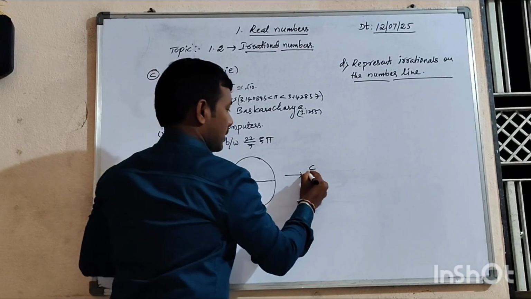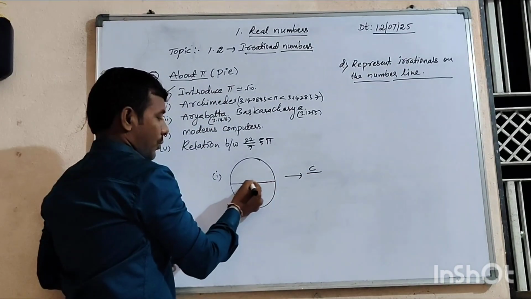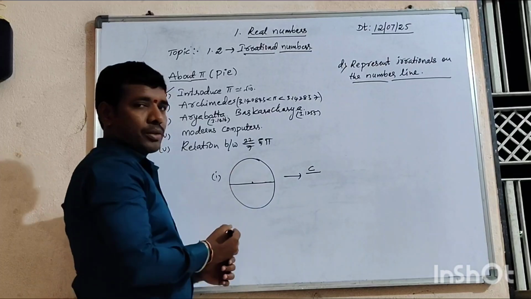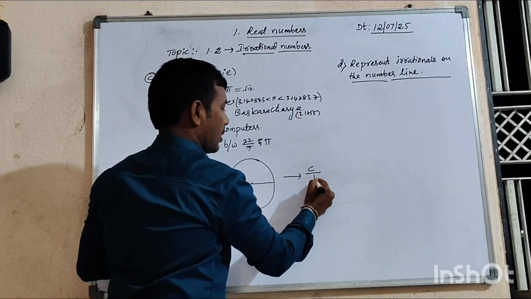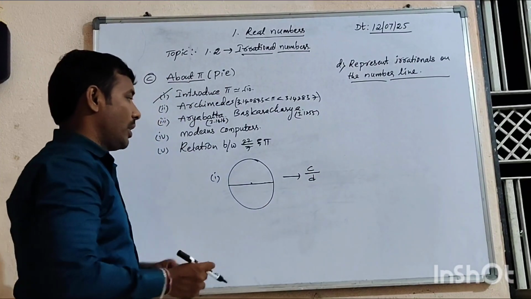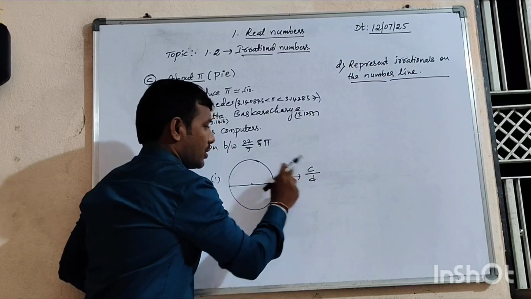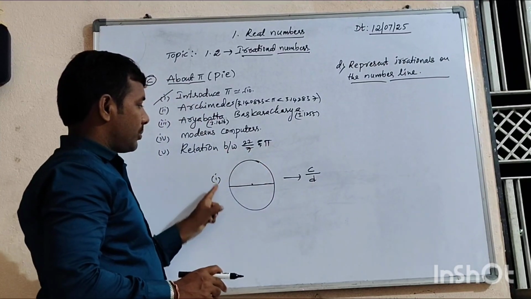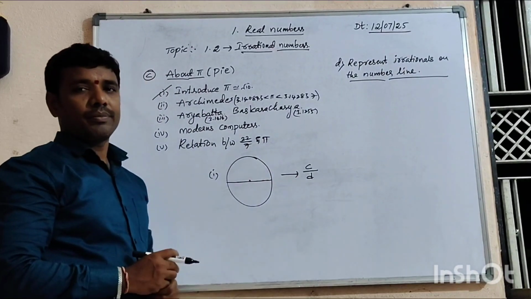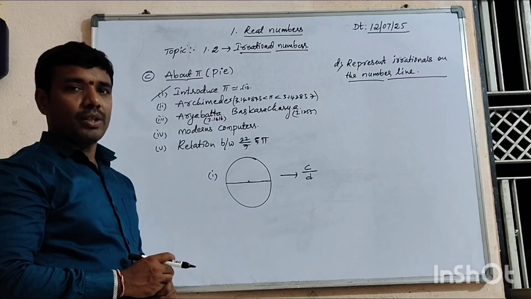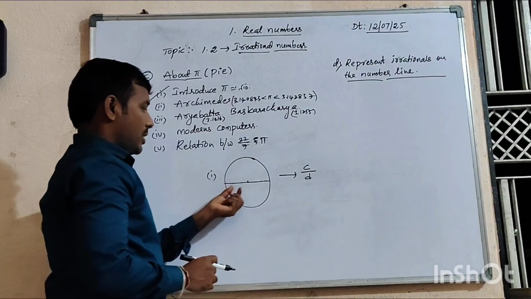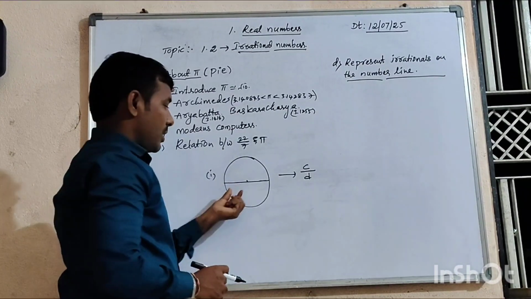As well as that, you try to find its diameter also. That is denoted with D. What happened? You try to find the ratio of the circumference of the circle and the diameter. Got it? Just it is about the first circle.